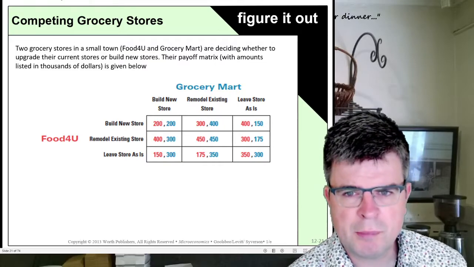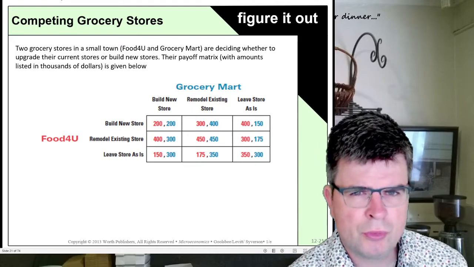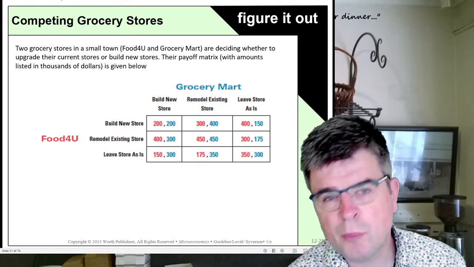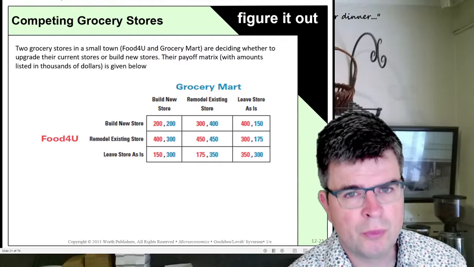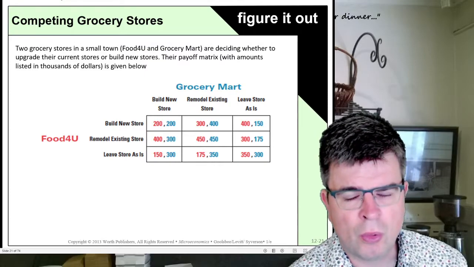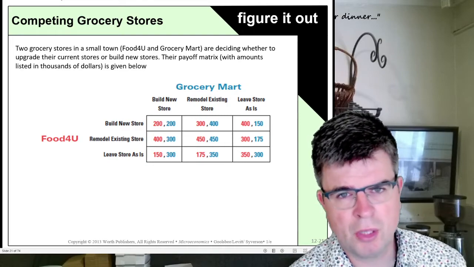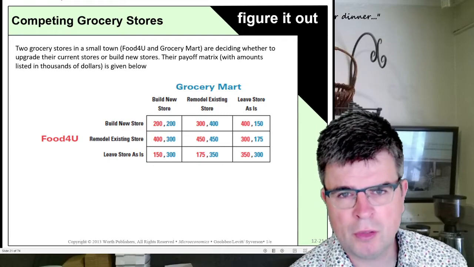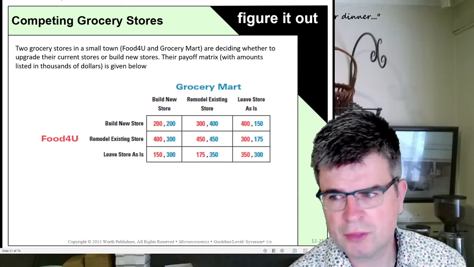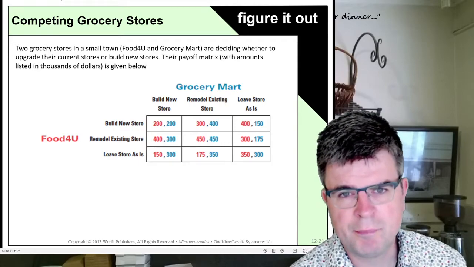So let's run through an example in which we go through the dominant strategies and Nash equilibrium in a very systematic way. Suppose we have two grocery stores that each need to decide whether to build a new store, to remodel the existing store, or to leave the store as it is. And we have Food for You and Grocery Mart, and the payoff to each store are given in the matrix that you observe behind me.